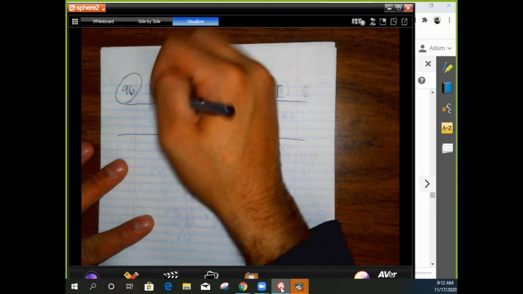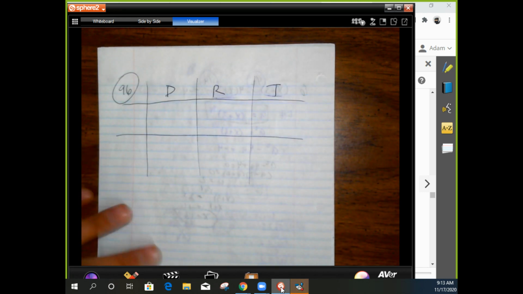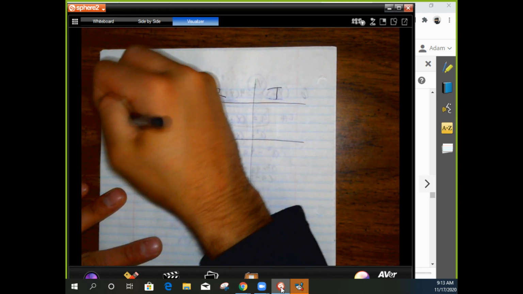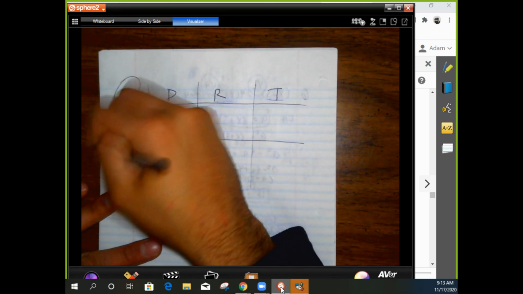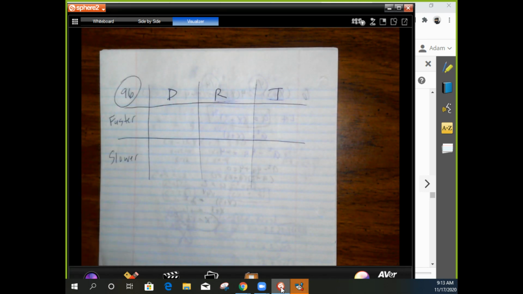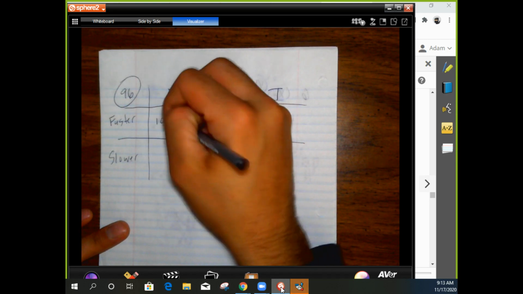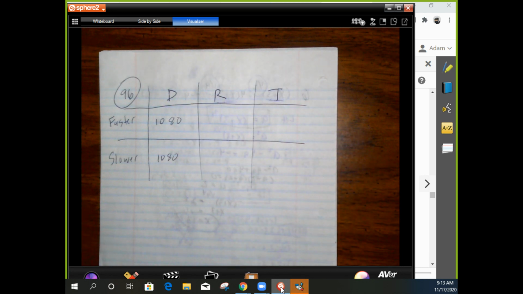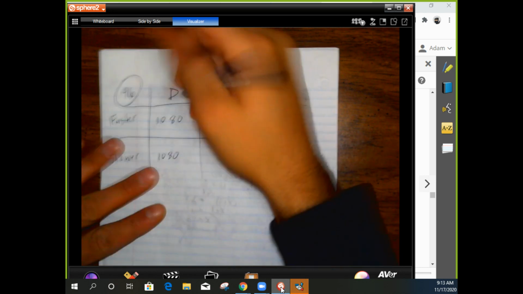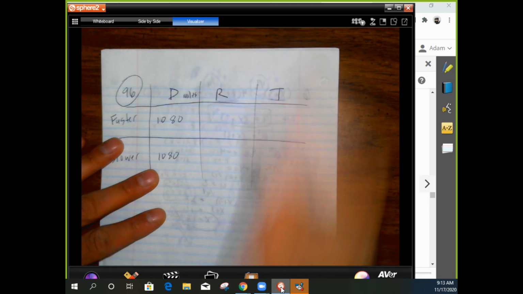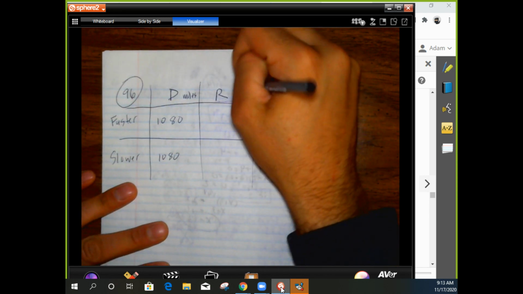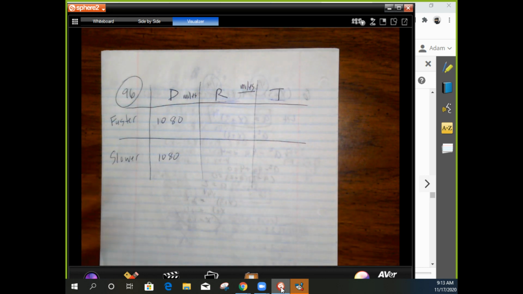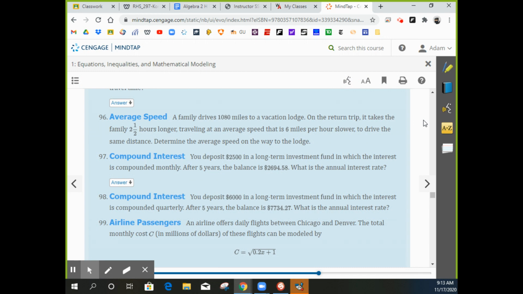Okay? Now, either way, the family is traveling either to or from their vacation lodge, right? And that's going to be 1,080 miles. So if our distance is in miles, we want to make sure that our rate is also in miles per some sort of time unit. Okay? And if we keep reading, on the return trip, okay, so we can also have made our horizontal rows to and returning. On the return trip, it takes the family 2.5 hours longer. Okay, so that means that our time is in hours, so our rate will be in miles per hour.